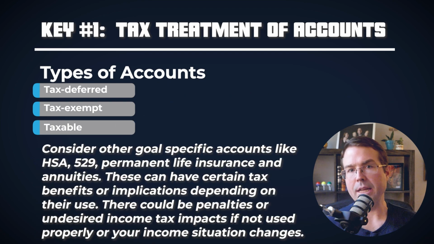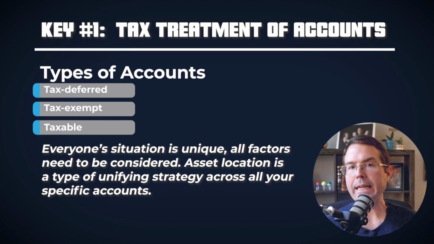And then there's other distinct accounts that are more goal-specific, like HSA or 529. These could provide certain tax-free benefits based on their qualified use, but could have a penalty on top of taxes if distributions don't follow IRS guidelines. And what about life insurance contracts like annuities and permanent life policies? This isn't an exhaustive list of all account types and treatments, but the point is that understanding the account types that are applicable to your situation and how they're going to affect our investments requires careful consideration.